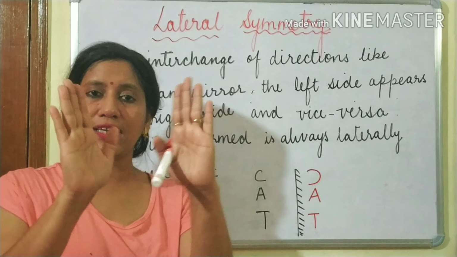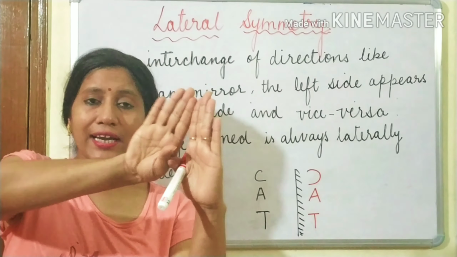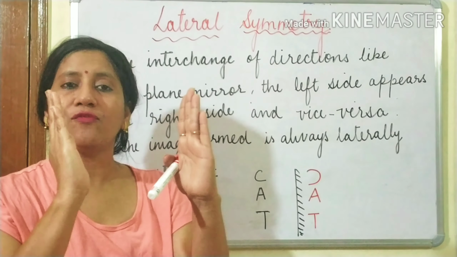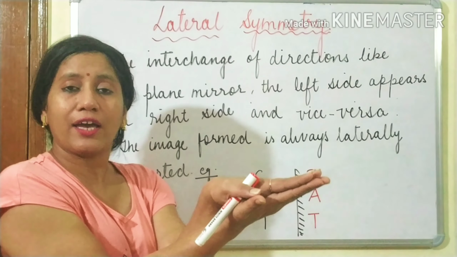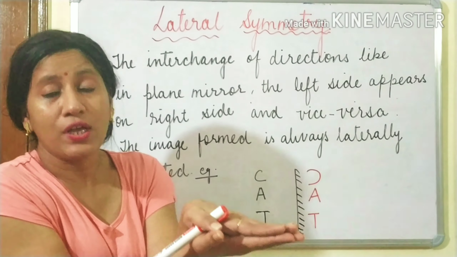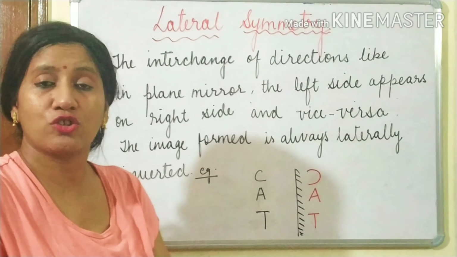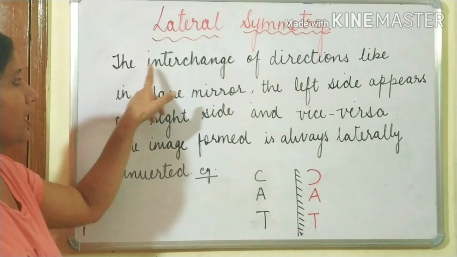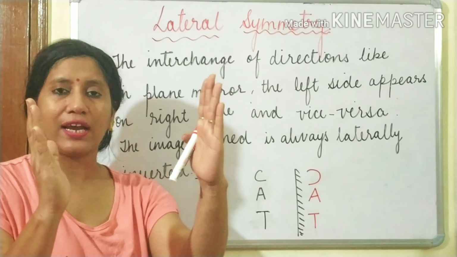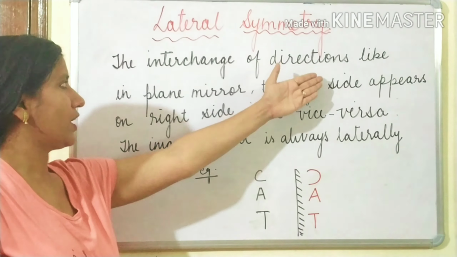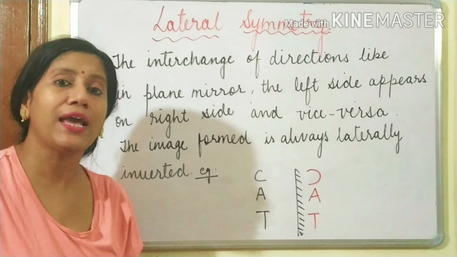मगर ये दोनों hand कैसे? दोनों opposite है. तो साइड वाइज सिमिलर मीन्स इफ आई टर्न माई हैंड लाइक दिस, तो ये एक के ऊपर जब एक आए तो ये एग्जैक्टली सिमिलर हो. That is called lateral symmetry. So let's see what is the definition. The interchange of direction. देखो ये राइट साइड है ना और ये लेफ्ट साइड है. So the interchange of direction like in the plane mirror.